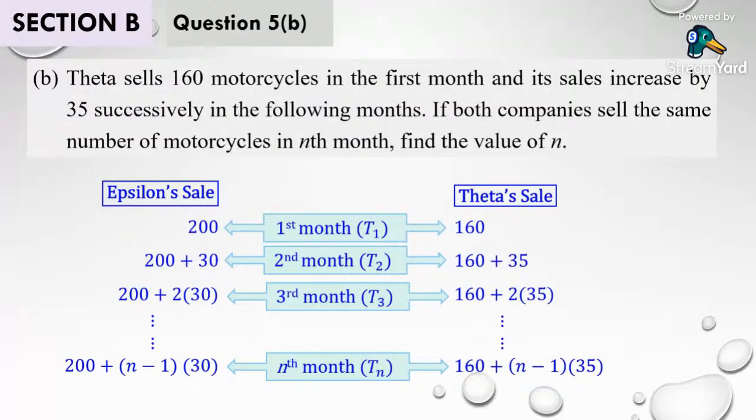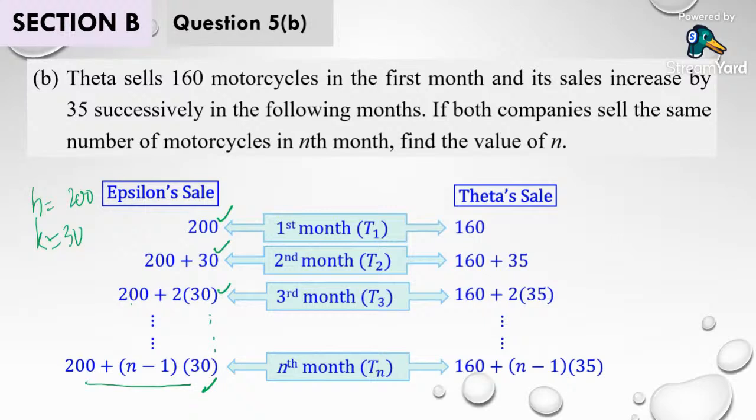Just now, in this question here, it was told that Theta sells 160 motorcycles in the first month, and the sales increased by 35 in the following month. Then if both companies sell the same number of motorcycles in the n months, find the value of n. So the summary of the situation here and the previous information is that previously, after we find out the value of h and also k, the sales of epsilon is clear enough to see for the first month, second month, third month, and so forth, until the n month.